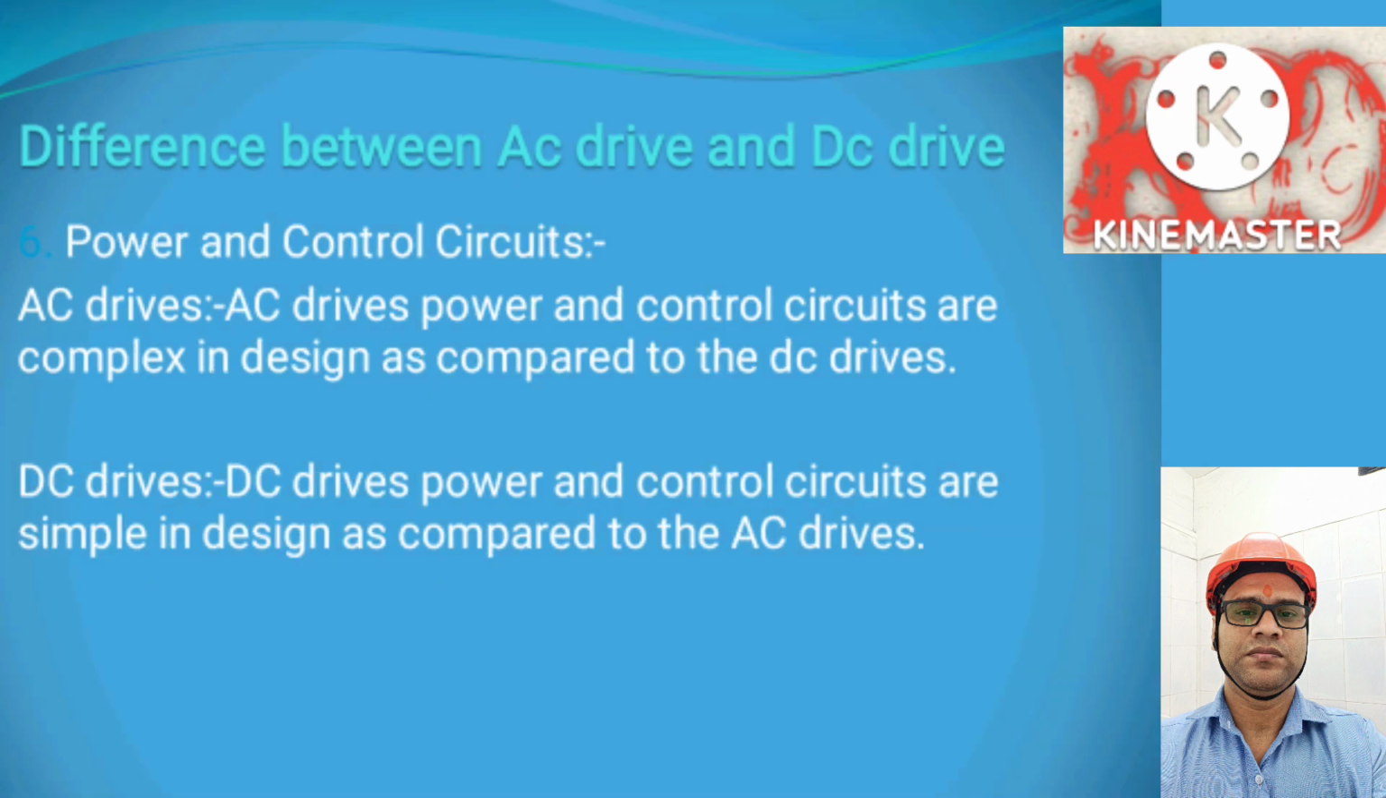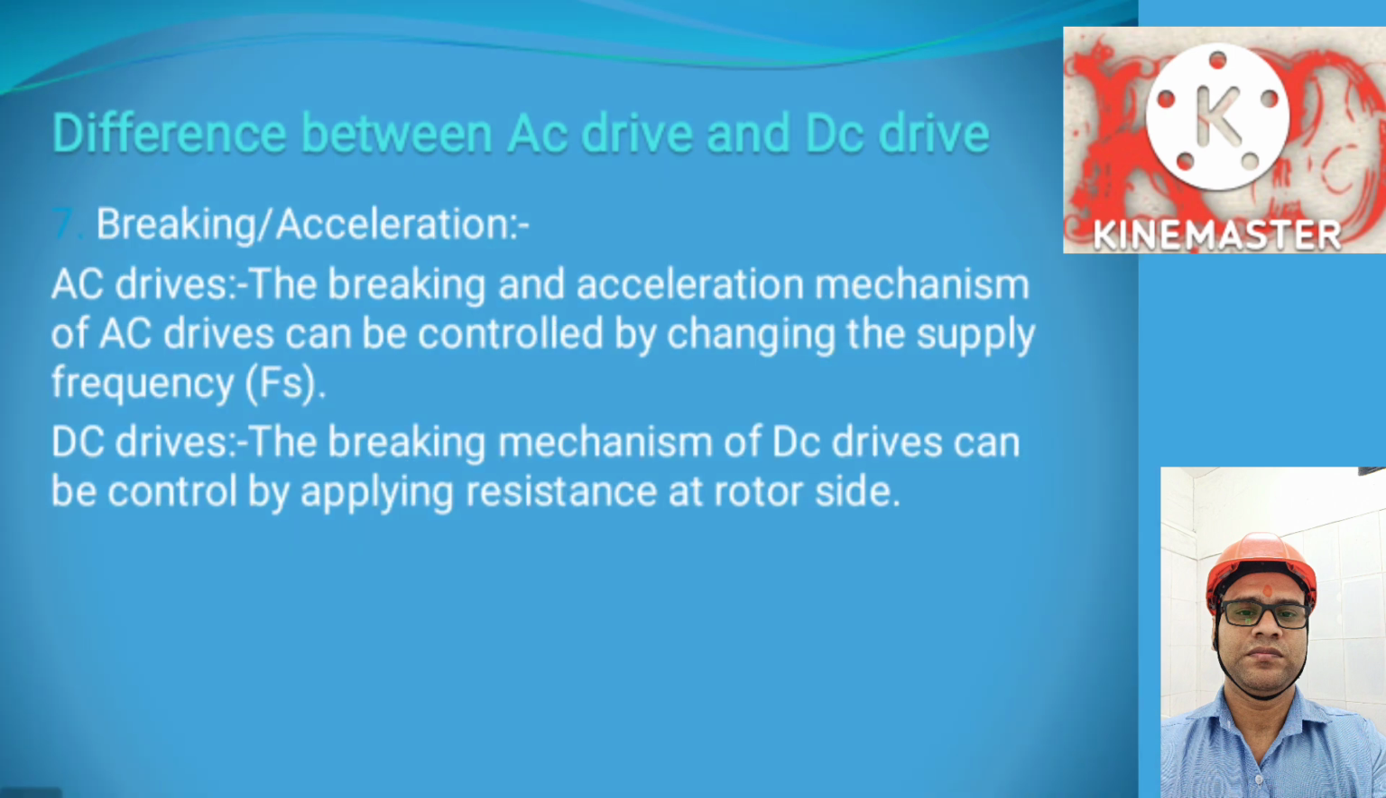Sixth, power and control circuits. AC drives' power and control circuits are complex in design as compared to the DC drives. DC drives' power and control circuits are simple in design as compared to the AC drives. Seventh, braking and acceleration. The braking and acceleration mechanism of AC drives can be controlled by changing the supply frequency, and the braking mechanism of DC drives can be controlled by applying resistance at the rotor side.